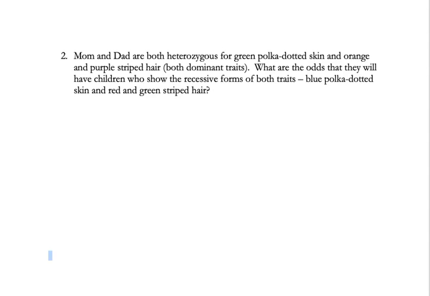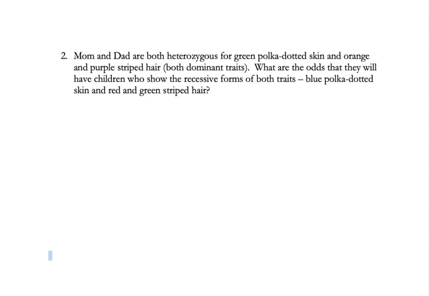Now in problem number 2, this is the classic dihybrid cross problem you would see on a test, whether it's in my classroom or even on one of the state's Keystone tests. So mom and dad are both heterozygous for green polka dotted skin and orange and purple striped hair, both dominant traits. What are the odds they'll have children, et cetera? So the first thing we want to do is get these genes out. So now we're looking at skin color and hair color.